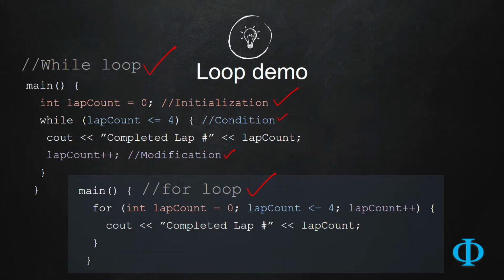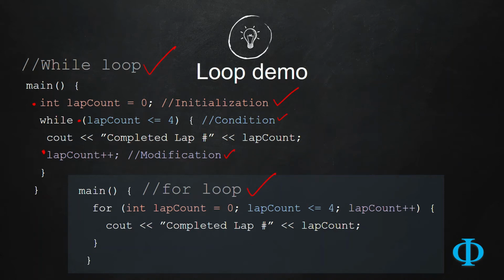Now in while loop, you have to write all these things in separate lines. Like the first one, the initialization is written in one line. The second one, the condition, is written after the while keyword in a different line, inside the parenthesis following the while keyword. The third one, modification, is again written in another different line.